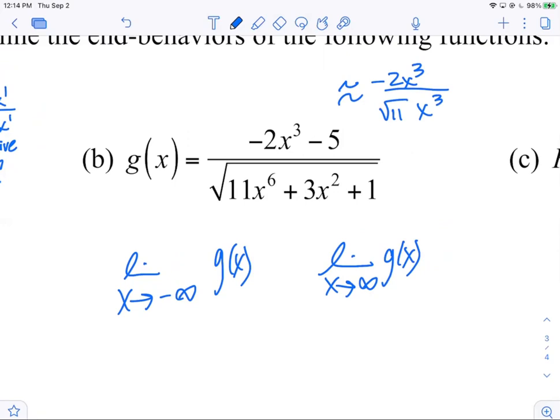Can you take out the x cubed? I'll do that, right? So that's right? That's what I would do. Yeah, so you get your number first, get your sign second.